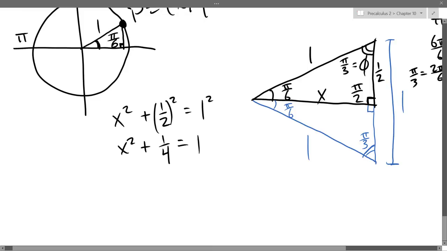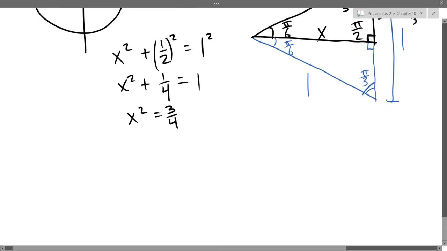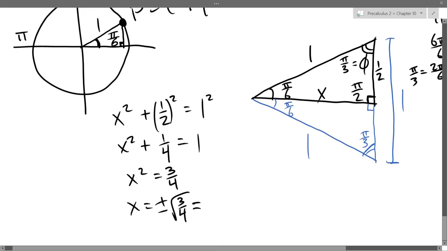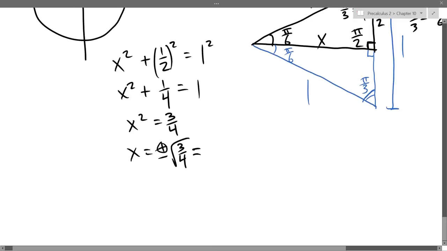All right, easy math, subtract a quarter. So we get 3/4. That'll be 4/4 minus 1/4 is 3/4, and then square root everything. X equals plus or minus square root of 3/4. And at the side, plus or minus, we're in the first quadrant, so everybody's positive. X positive, Y positive, so we're going with the plus. So I got square root 3 over square root 4. One of these square roots is very nice. Square root 4 is just 2.